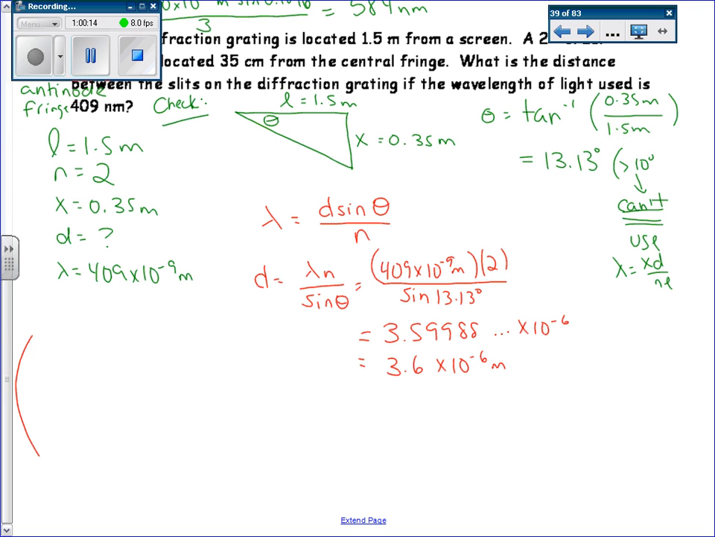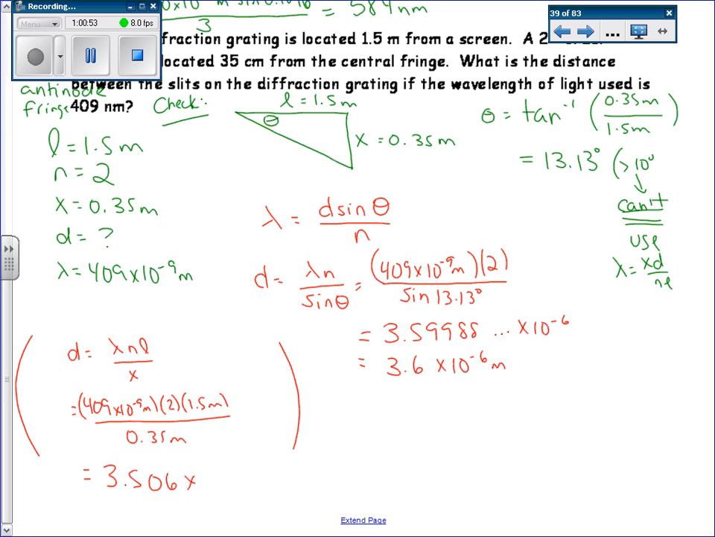If we wanted to actually see what happened when we use the other one, so d is equal to lambda times n times L divided by x. Then what we get here is 3.506 times 10 to the negative 6 meters.